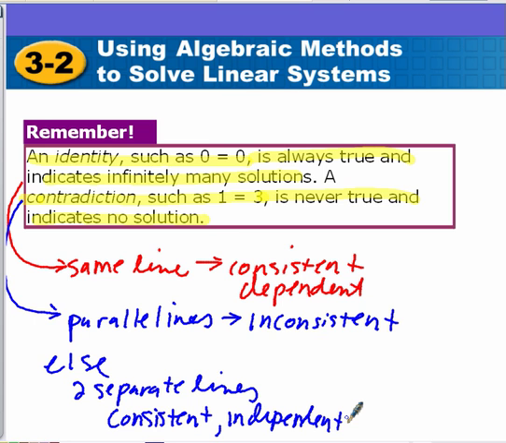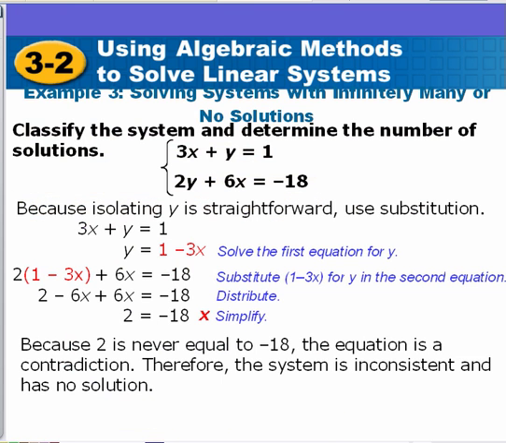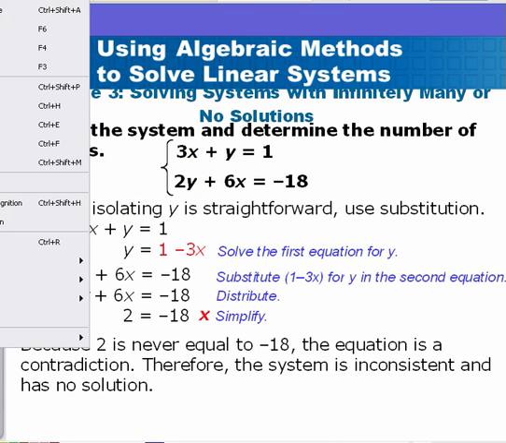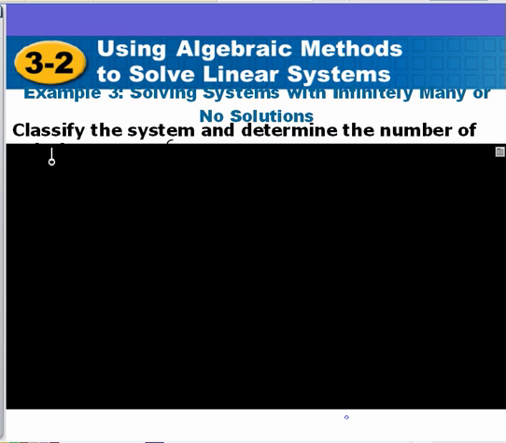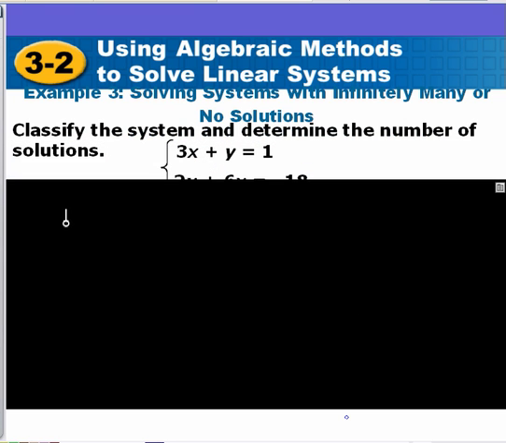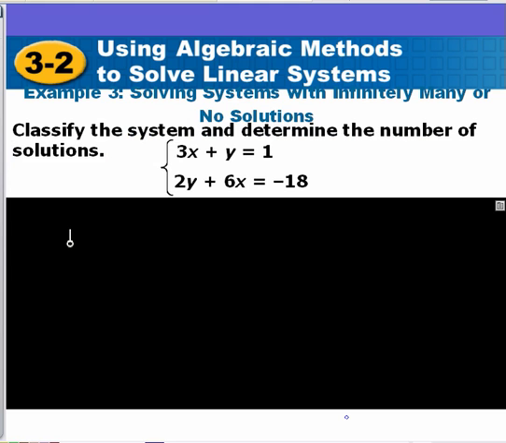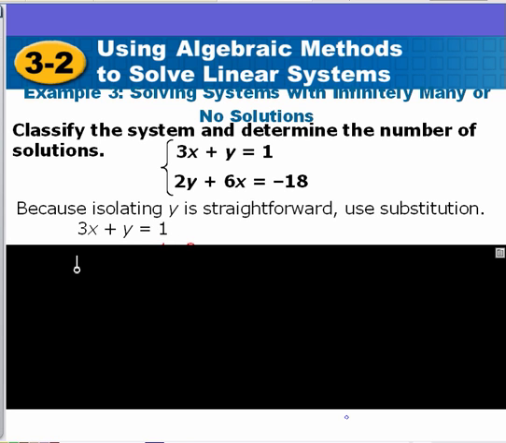So let's look at an example. Classify the system and determine the number of solutions. All right, so here's our system of equations. What do we want to do first? Well, first we want to try and see if there's a solution. Since isolating y is straightforward, we're going to use substitution. You could have used elimination.